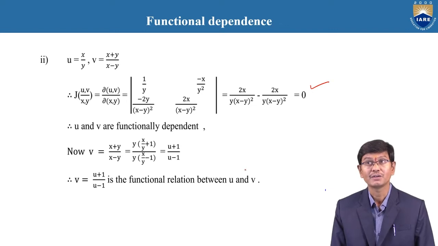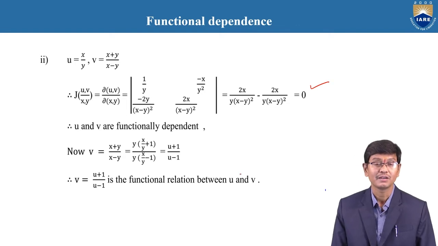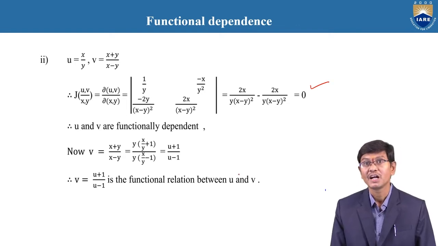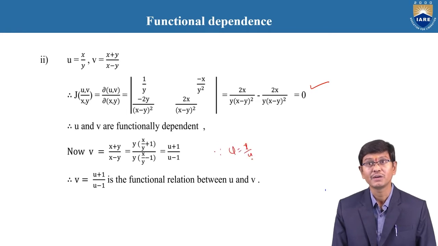While we take out y, the remaining term is x by y plus 1, and 1 by y into x by y plus 1. Once again, the y cancels, leaving x by y plus 1 by x by y plus 1. And again here, we consider u plus 1 by u minus 1, because the given condition is u is equal to x by y.